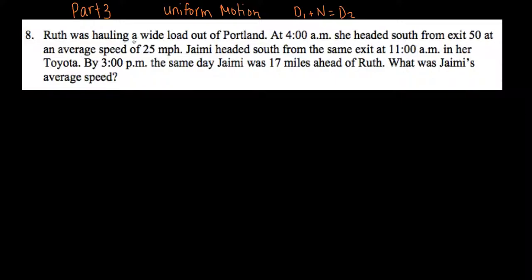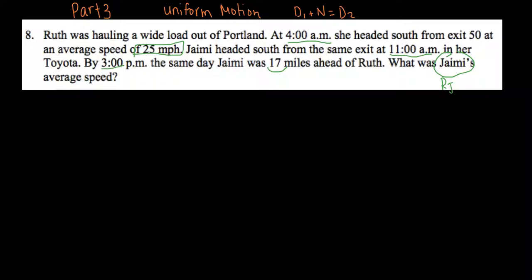Ruth was hauling a wide load out of Portland at 4 a.m. She headed south from exit 50 at an average speed or rate of 25 miles per hour. Then Jamie headed south also from the same exit, so they're going in the same direction, at 11 a.m. in her Toyota. By 3 p.m. the same day, Jamie was 17 miles ahead of Ruth. What was Jamie's average speed? So what we're looking for is RJ, the rate of Jamie.